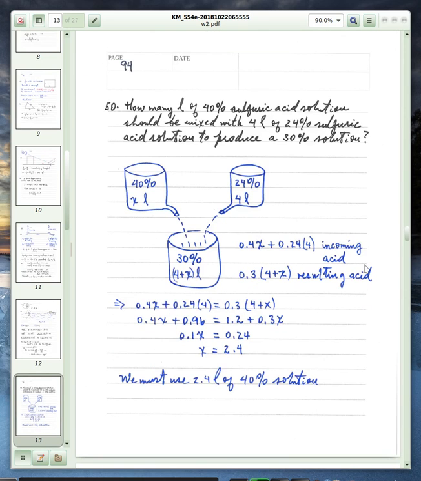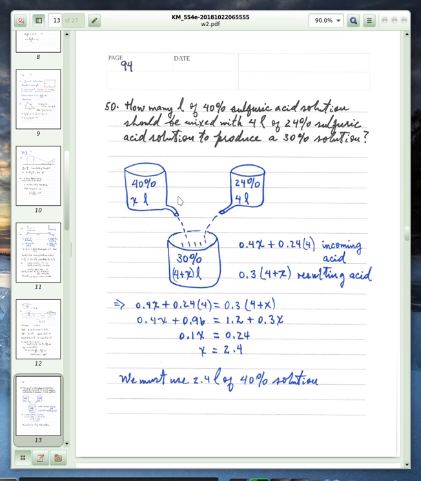Problem 50. Problem 50 is you have two different solutions of sulfuric acid. One is 40%, the other one is 24%. You want to obtain a new solution at 30% concentration. So the question is, if you have 4 liters of 24% and you have a bunch of liters at 40%, how much should you use of this 40% mixing with this 24% to get 30%? Well, let's set up the equation.